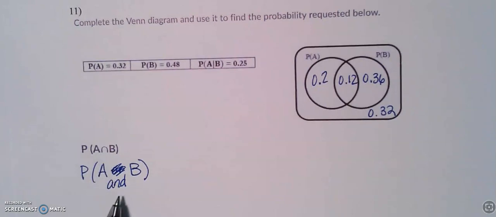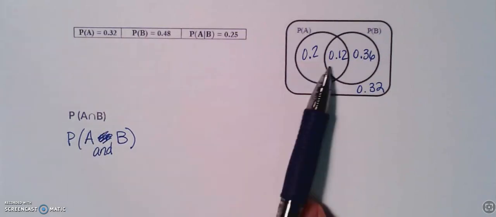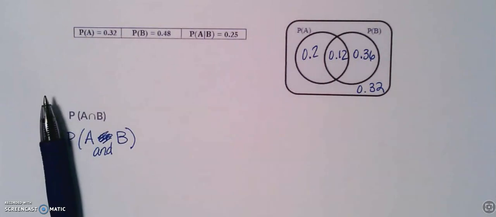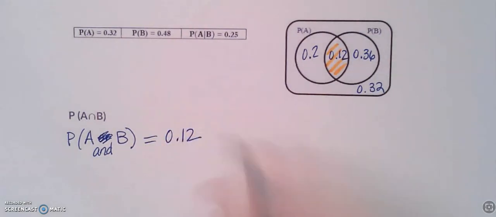Okay? So this is something we're actually going to spend some more time on this week, going back over the and ones, because we've done a lot of or, but now we're going to do some more and. So the probability of being in both A and B, that's the intersection. That's this part right here in the middle. So that's 0.12, or 12% chance.